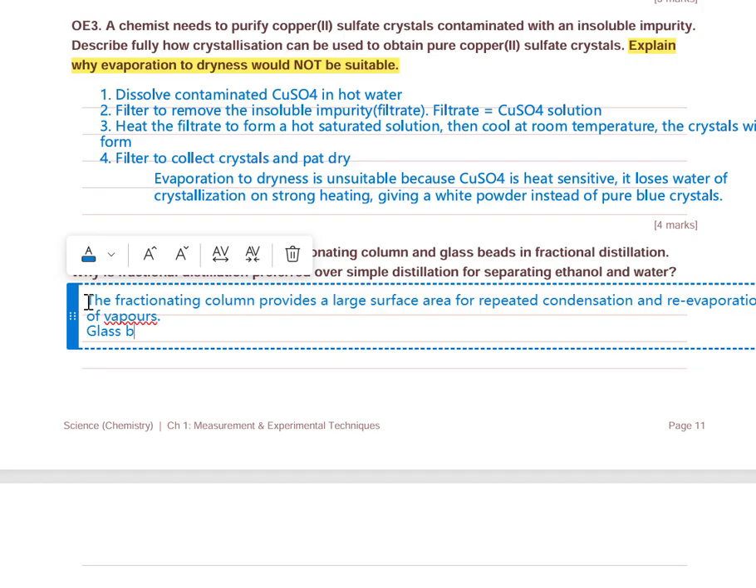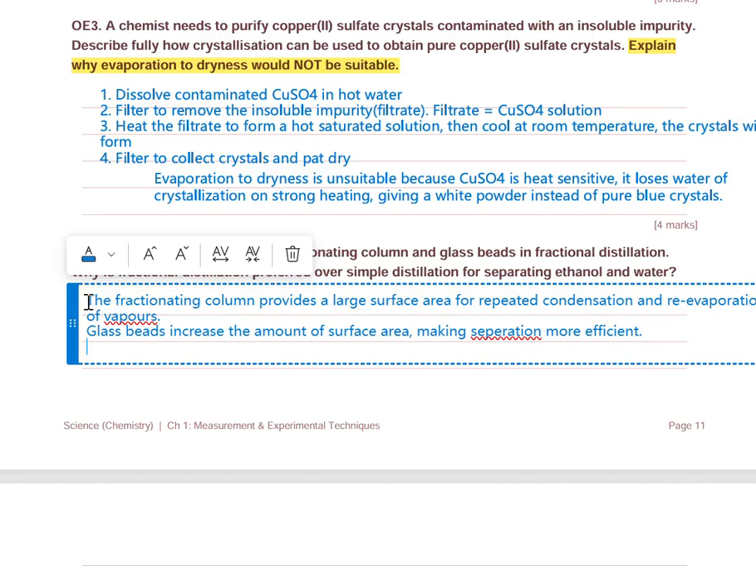The glass beads increase the amount of surface area, making separation more efficient. So simple distillation is not suitable. I'm not minding spelling errors for now, because I'm quite in a flow state, so I need to check it first.